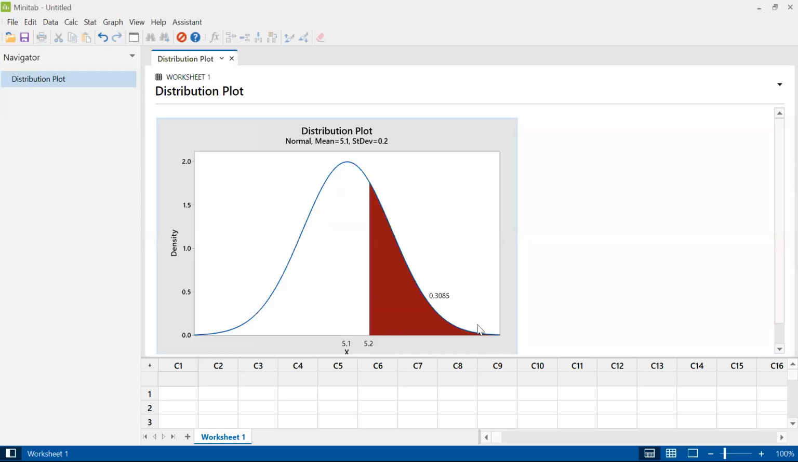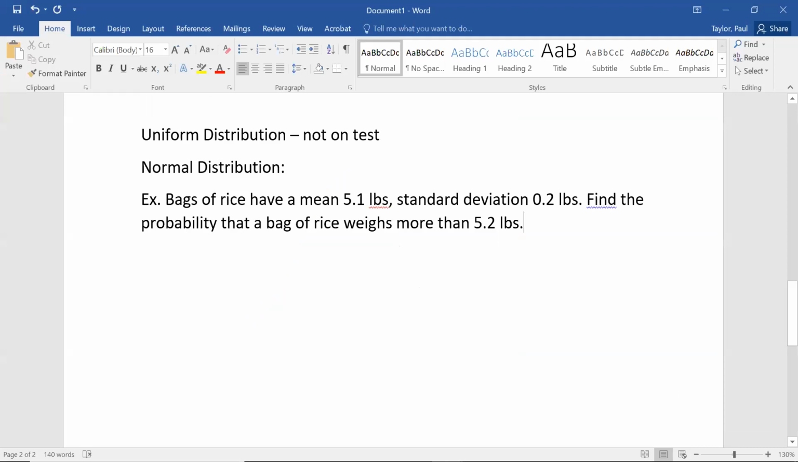So 5.2 and up, filling in the right tail, looks like my probability is about 31%, 0.3085. And that's it. That's the answer to the question. So that's a typical normal distribution question. One other thing that I want to say about this is relating to the central limit theorem.